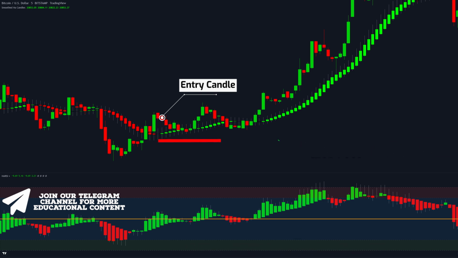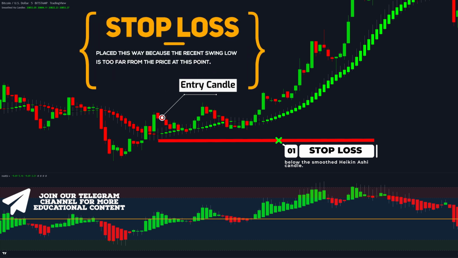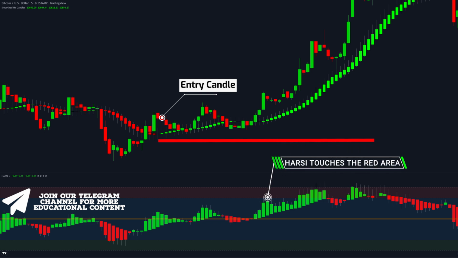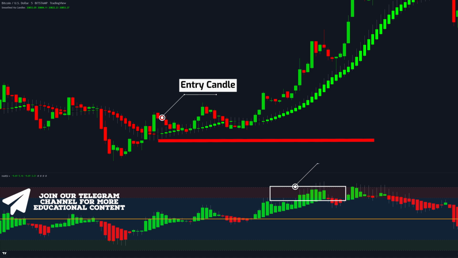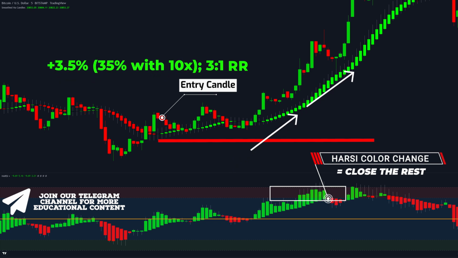We should place the stop loss below the smooth Heikin Ashi candle since the recent swing low is too far from the price. With that, the HASI bar touches the red area right here, so we should close half position and move stop loss to the break-even. Moving on, we can see that the HASI indicator moves within the red zone right here, which is our pre-exit event. Finally, we can see that the bar along the bottom turns to red right here, meaning that we need to close the rest position. As a result, we caught a 3.5% move with a 3-for-1 risk to reward.